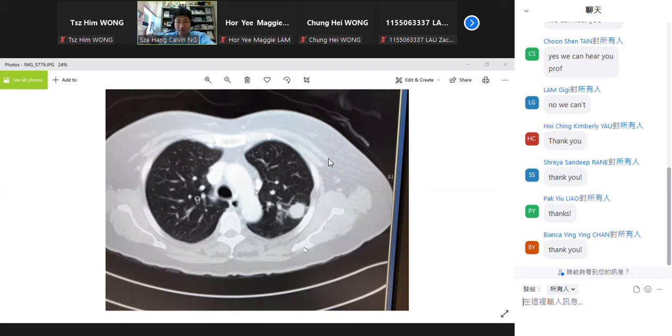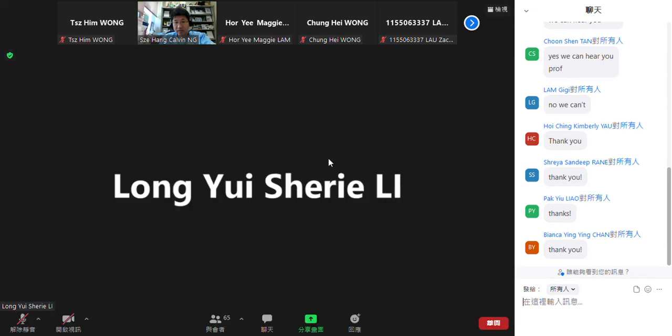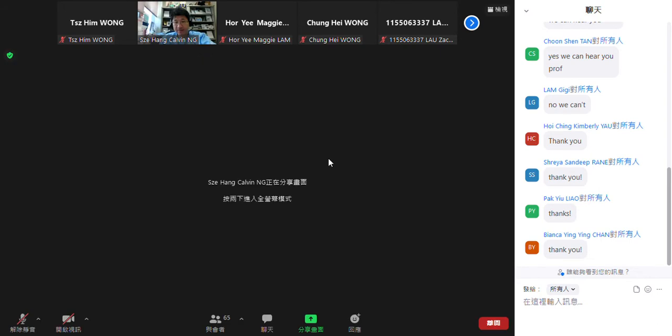So this patient had, let me just get the next imaging out. Okay, so you probably can't see the next imaging, so let me share again.